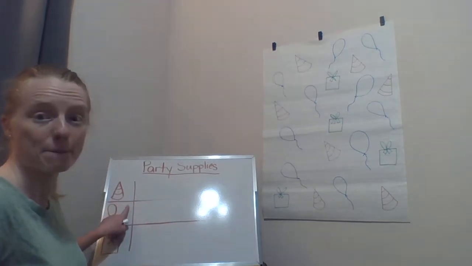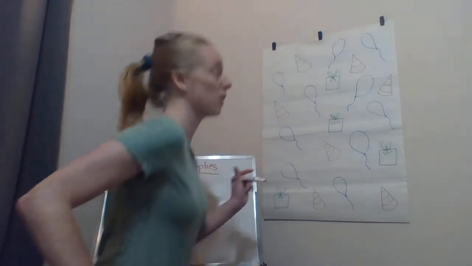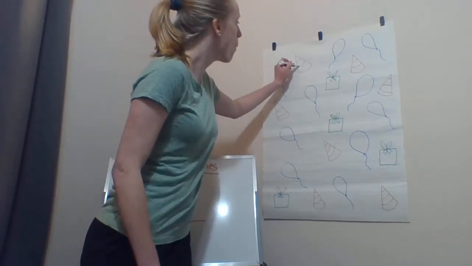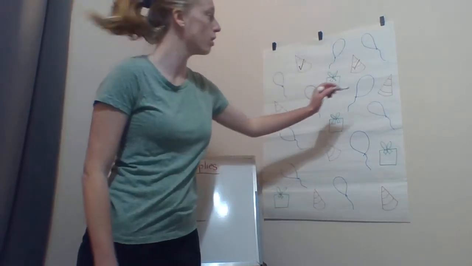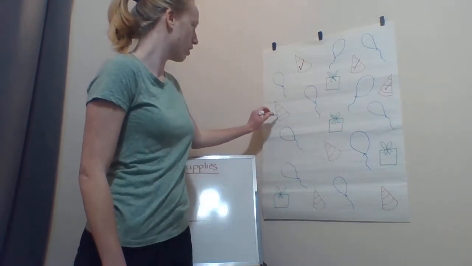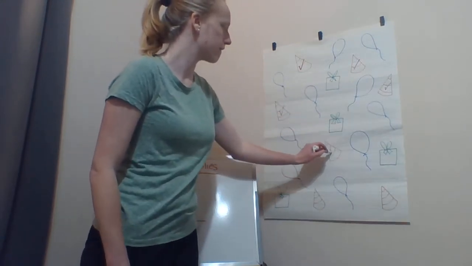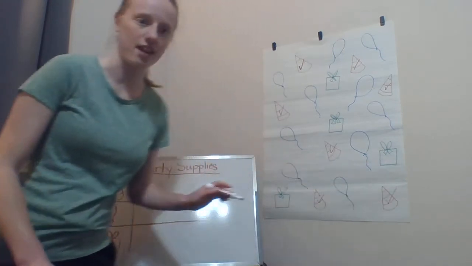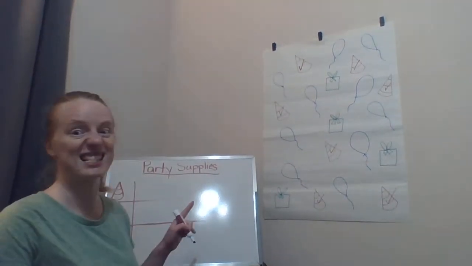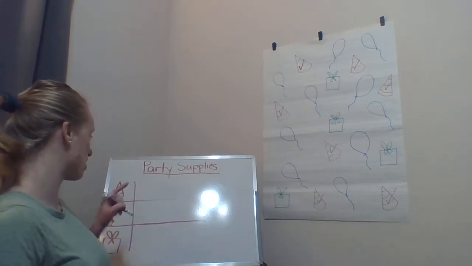So we are going to count party hats first. Here we go. Count with me. 1, 2, 3, 4, 5, 6, 7. So I need to put 7 tallies next to party hats.